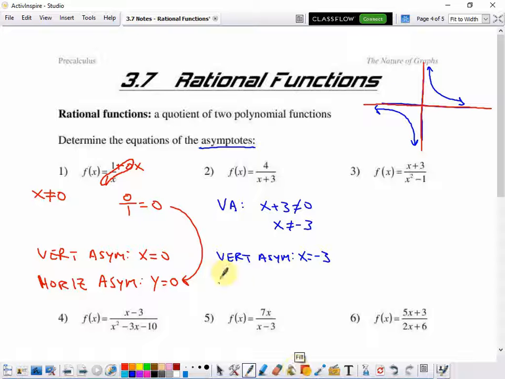The horizontal asymptote: I have a first degree in the denominator, so it's x to the first power. I have no x's in the numerator, so I can add 0x. And in the denominator, I have 1x. 0 divided by 1 is 0. So I've got a horizontal asymptote at y equals 0.